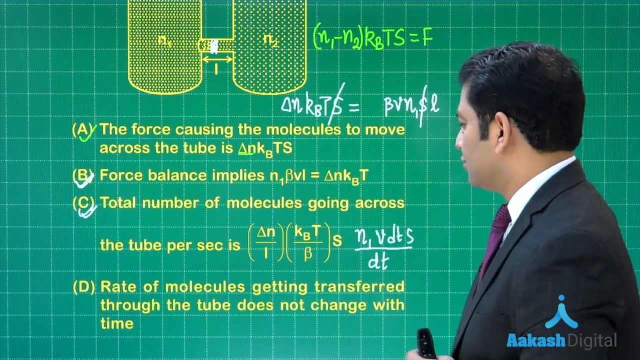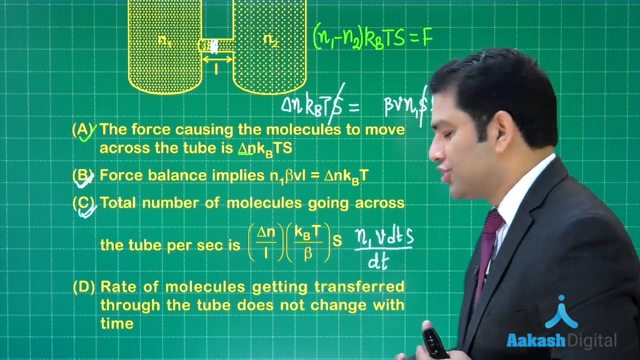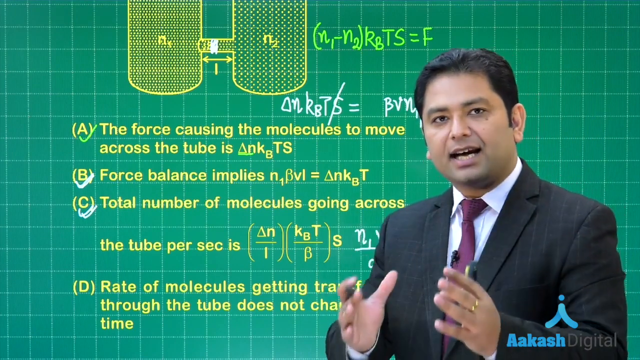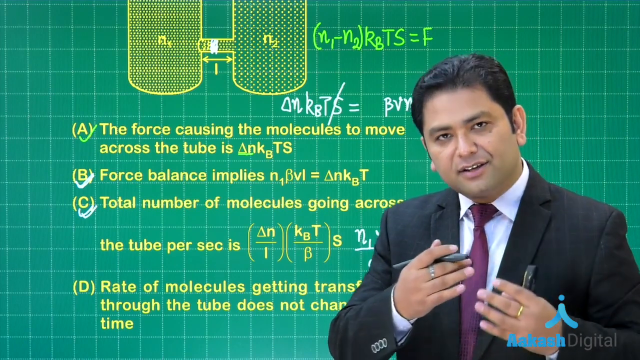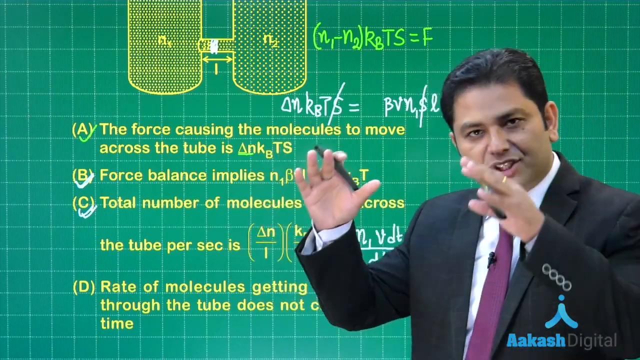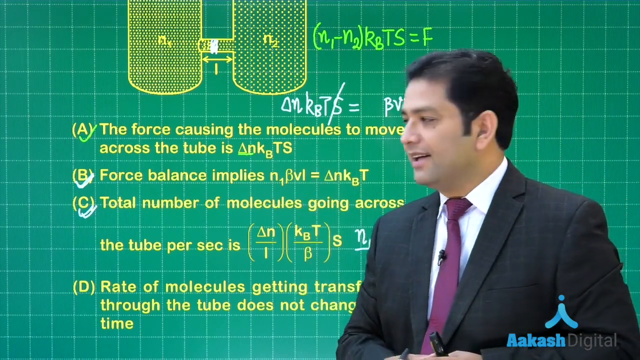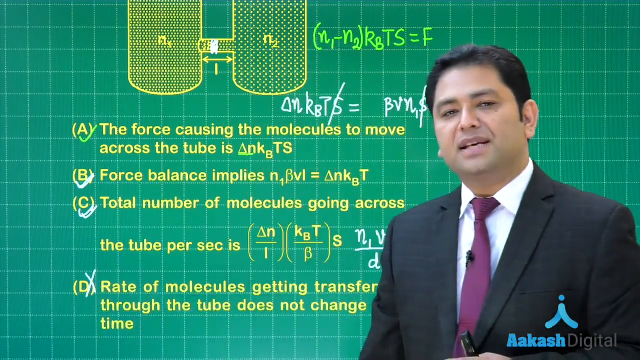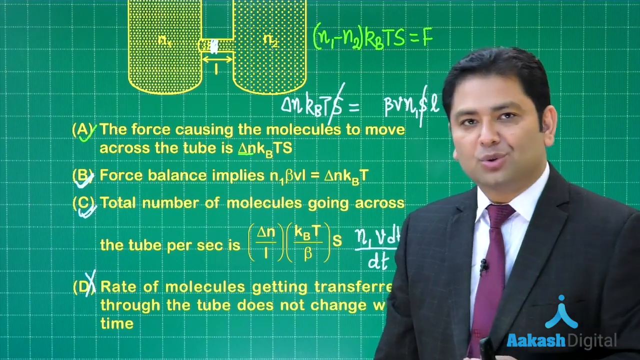What about the fourth one? Rate of molecules getting transferred through the tube does not change with time. No, it doesn't seem so, because the entire force provider for the molecular diffusion is the differential pressure, and because of the motion the differential pressure will decrease, so of course the speed has to decrease. Therefore option number D would not be the correct one. So for this we have A, B, C as the correct ones. Now let's go to section 3.